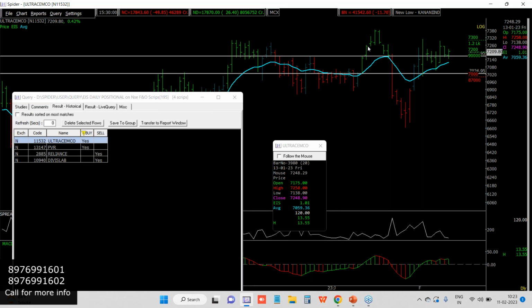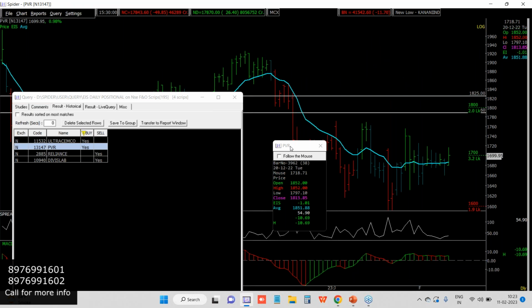So just think about it. If you are buying the call option, you will get a good amount of money there, because this is showing you a particular movement, and there is a possibility of it continuing.